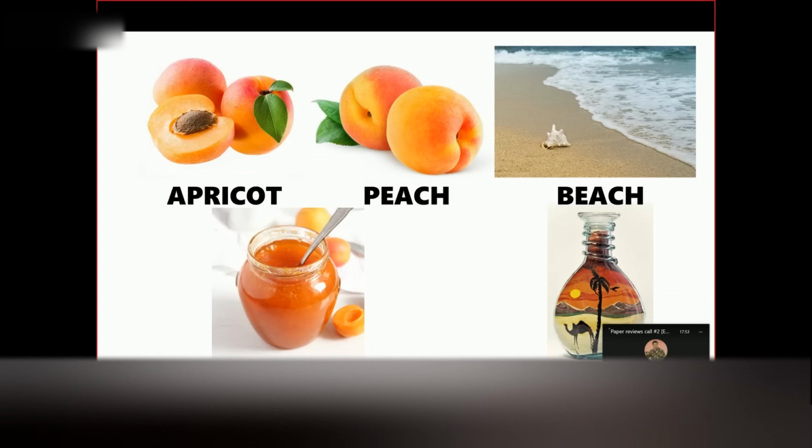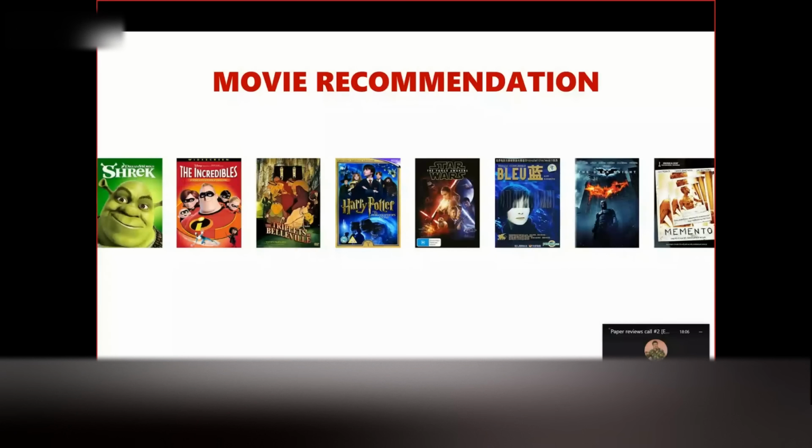You can't make like beach jam. So if we, instead of the words, could capture these meanings, that would be really useful. And that is what embeddings are for. So if we take an example of movie recommendations, and we have all these movies, and someone liked Shrek, and now we're going to recommend another movie, then one way to do this is sort them in a meaningful way.